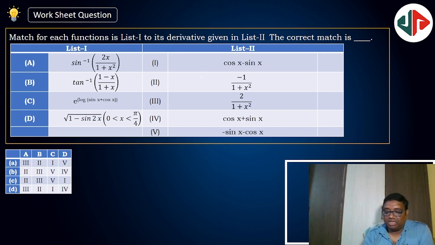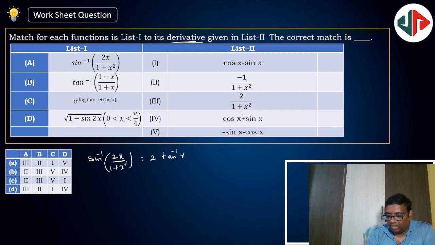But here what is being asked? Derivative. So what is the derivative? Here sine inverse of 2x by 1 plus x square is nothing but 2 times tan inverse of x. Now the derivative of this value is what? Its derivative is 2 by 1 plus x square only. So option A is compulsory, equal to 3. So your option B does not satisfy, option C does not satisfy.